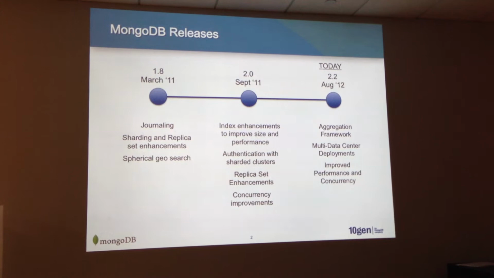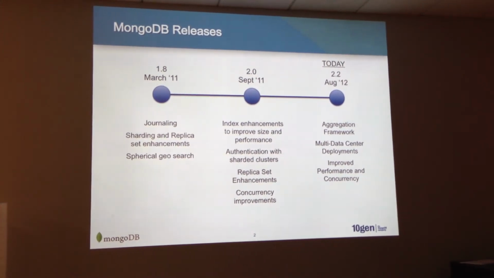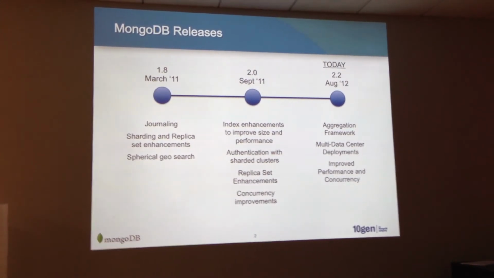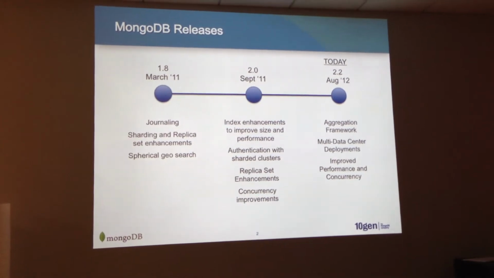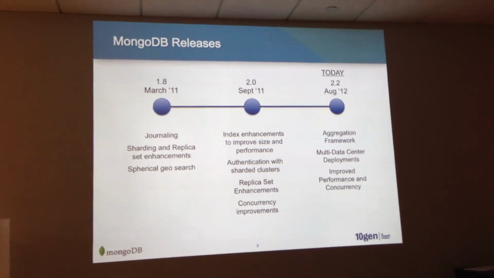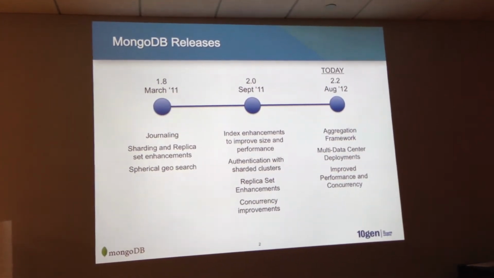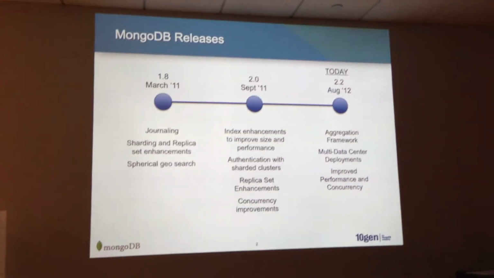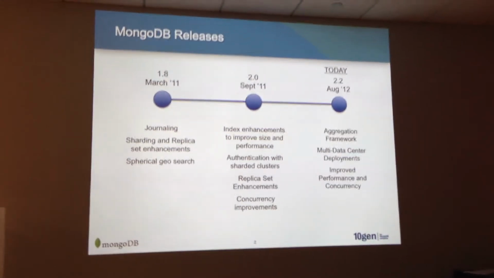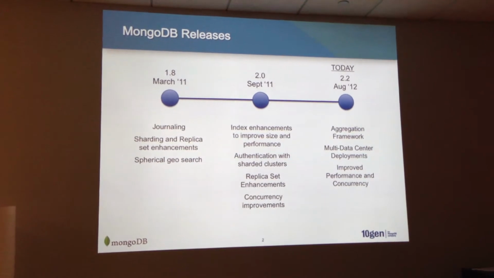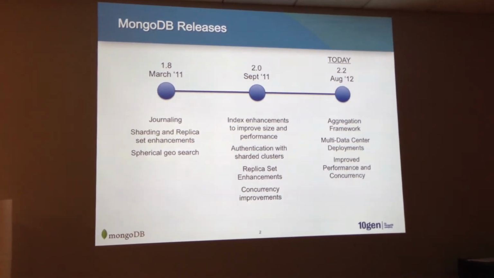Some sharding and replica set enhancements, and spherical geo search were added. 2.0 was released in September 2011, so we had a nice 6-month schedule. In index enhancements, we added covered indices and sparse indices. That's very important for Mongo.